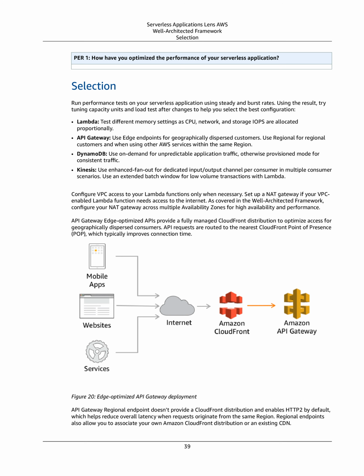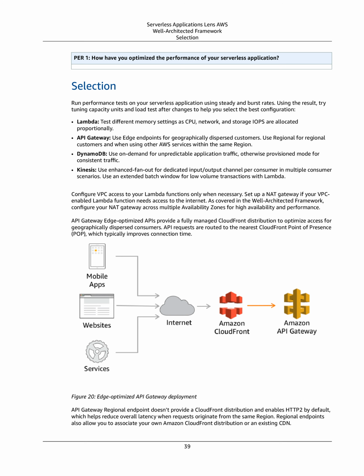DynamoDB. Use on-demand for unpredictable application traffic, otherwise provisioned mode for consistent traffic. Kinesis. Use enhanced fan-out for a dedicated input/output channel per consumer in multiple consumer scenarios. Use an extended batch window for low-volume transactions with Lambda. Configure VPC access to your Lambda functions only when necessary. Set up a NAT gateway if your VPC-enabled Lambda function needs access to the Internet. As covered in the Well-Architected Framework, configure your NAT gateway across multiple availability zones for high availability and performance.